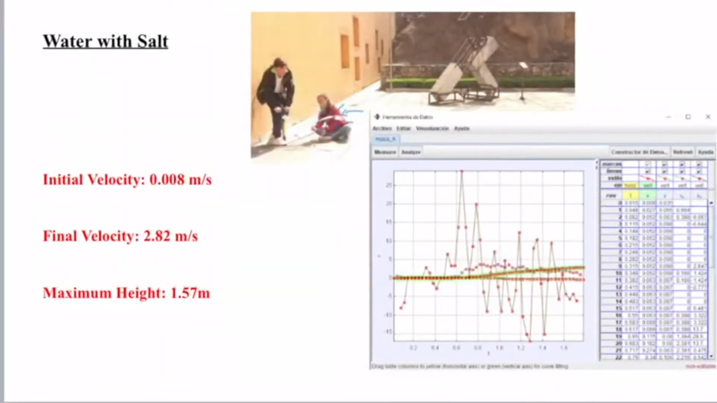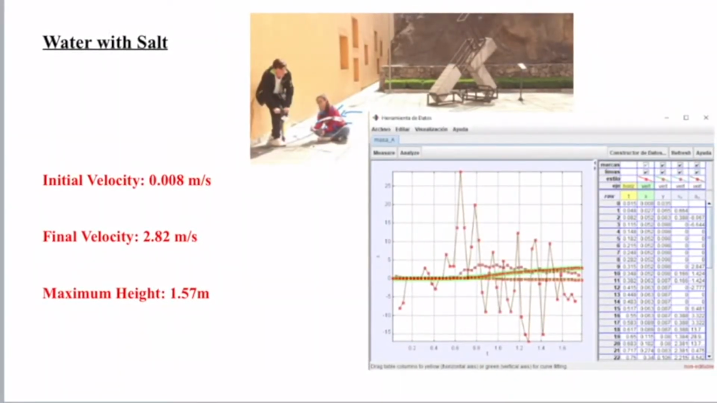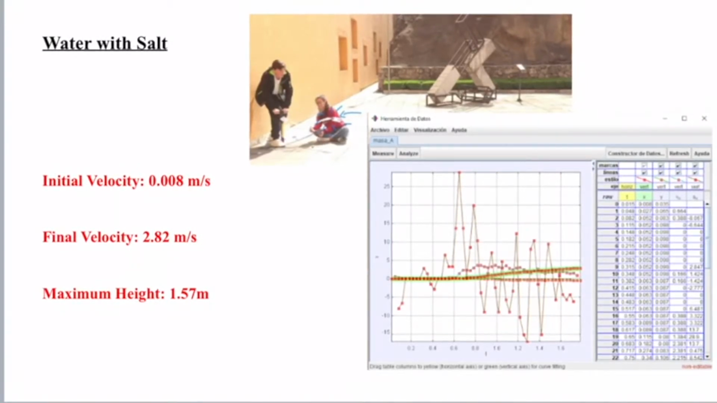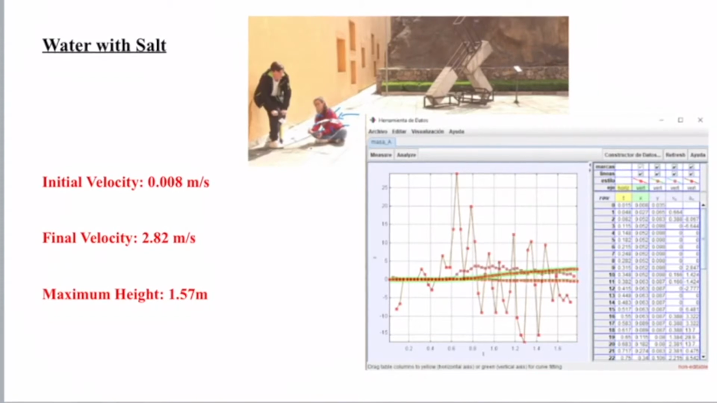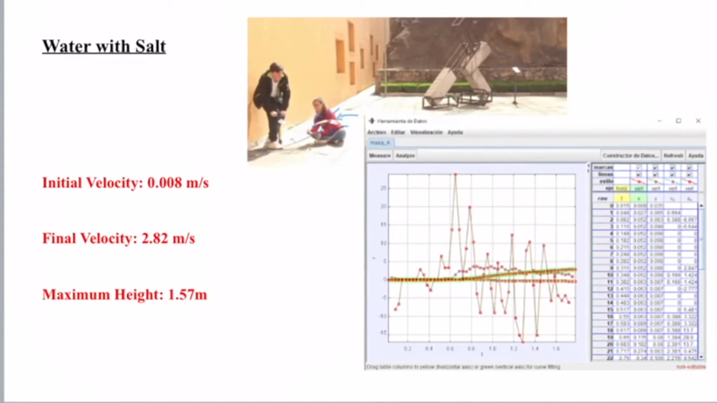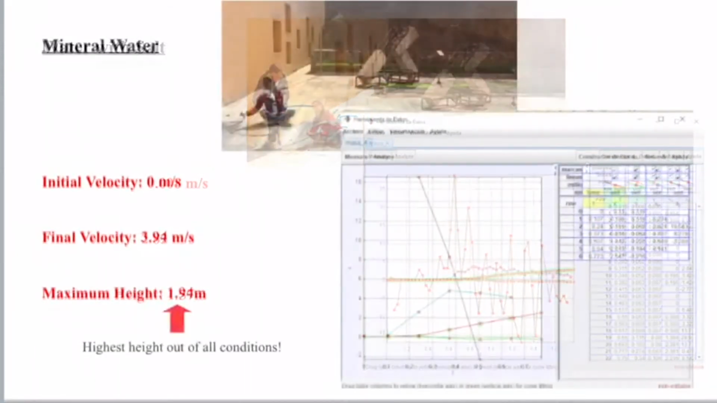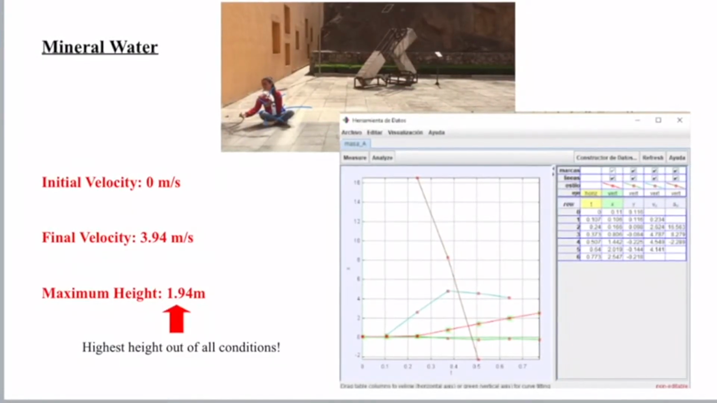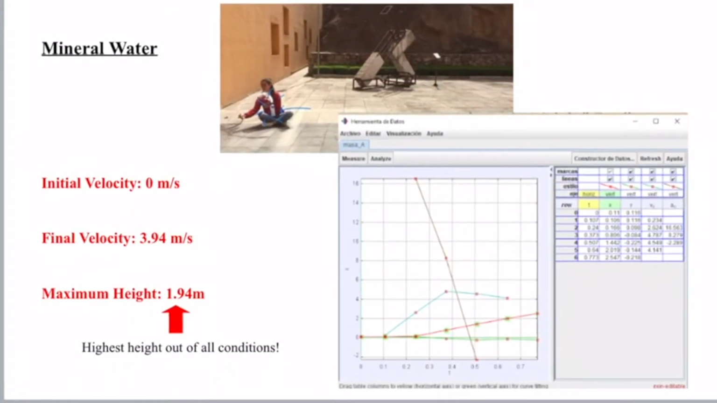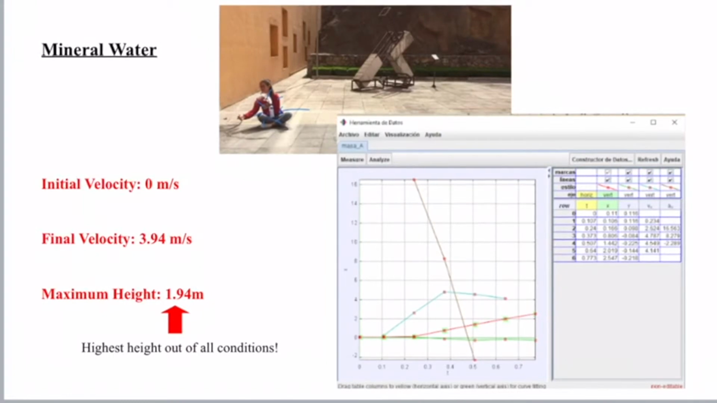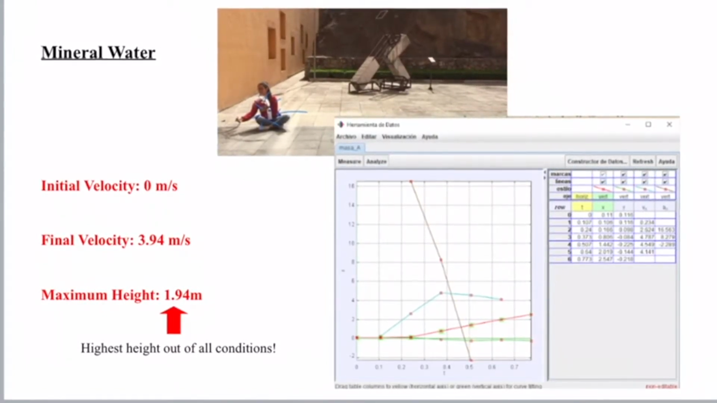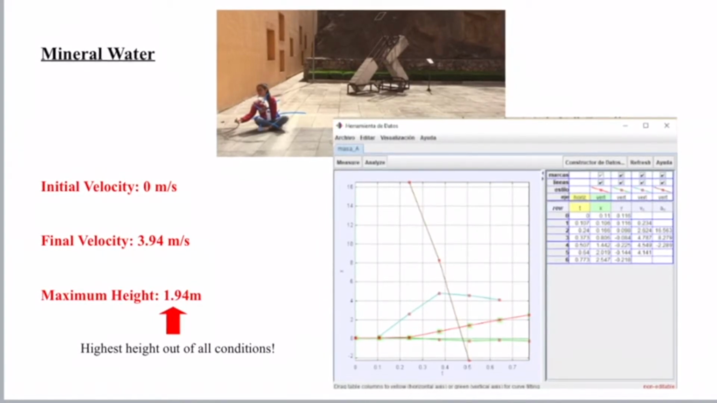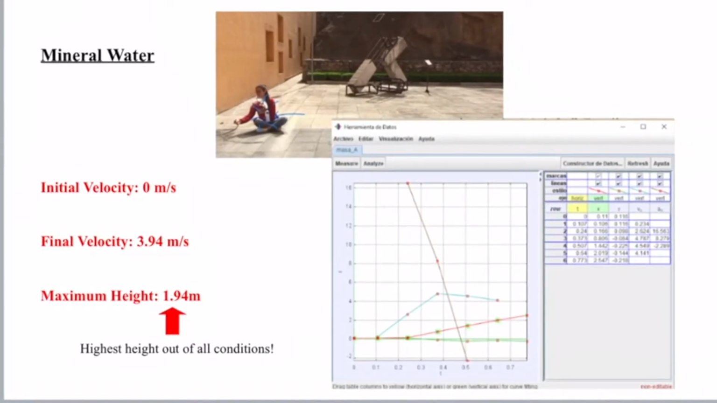In the condition of water with salt, the initial velocity was 0.008 meters over second, the final velocity was 2.82 meters over second, and the maximum height was 1.57 meters. In the mineral water condition, the initial velocity was 0, and the final velocity was 3.94 meters over second. The maximum height was 1.94 meters, which was the highest height out of all conditions.